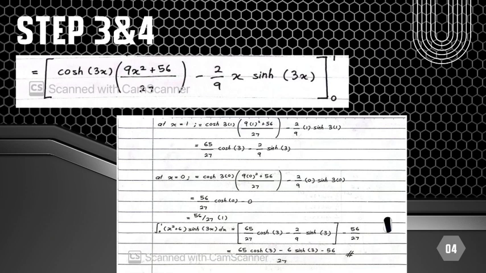What you have to do is subtract: equation 1 minus equation 2. Then you will get the final answer, which is 65 cos 3 minus 6 hyperbolic sine 3 minus 56, all over 27. And that is all for question 1.